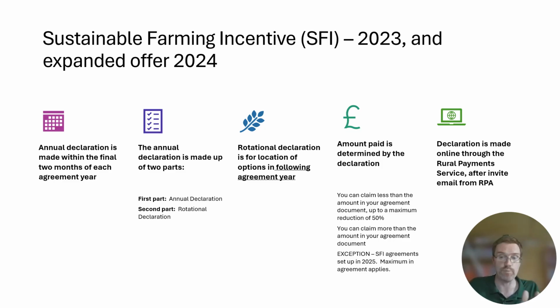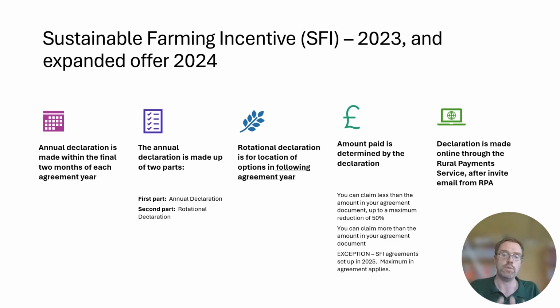So if your agreement starts in April, for instance, started on the 1st of April, and you had 10 hectares of cover crops in your application, when you come to make your first rotational declaration at the end of your first agreement year, you will be making a declaration for where your cover crops are going to be in the next 12 months. So for instance, if I was going to be saying I can only do 8 hectares in the next 12 months, then I should be declaring 8 hectares for the coming winter, the winter that is going to come. Okay, not for what I've put in the last 12 months, but for what I'm going to put in the next 12 months.